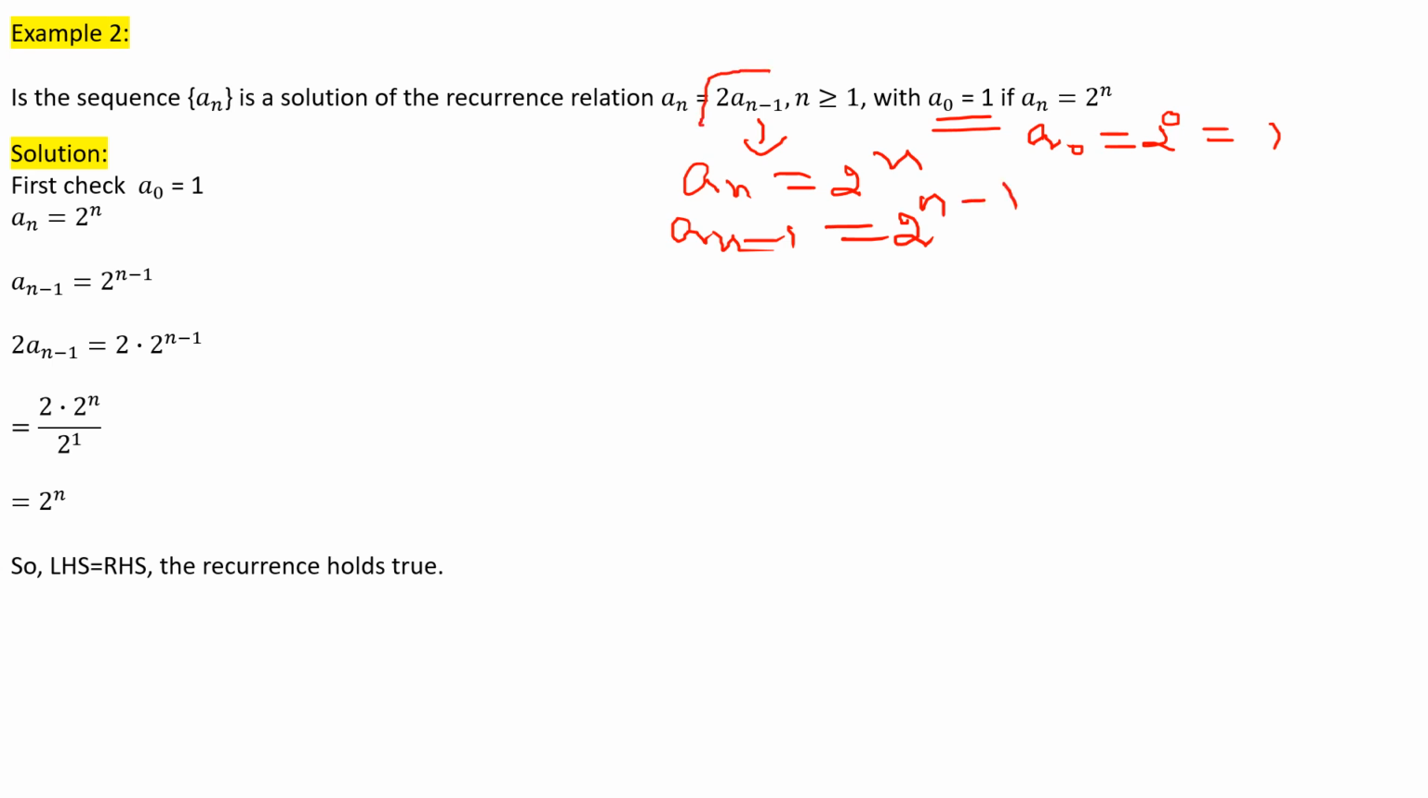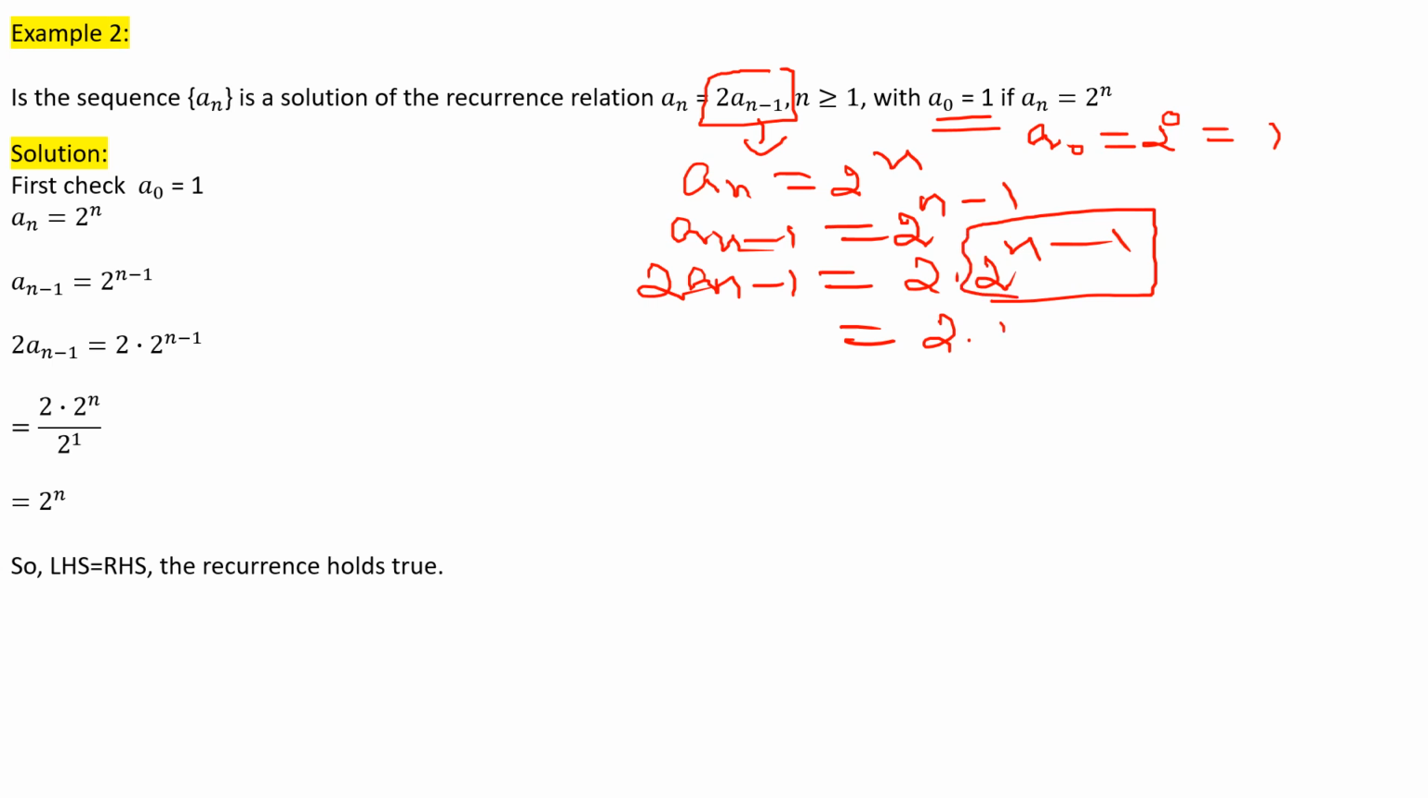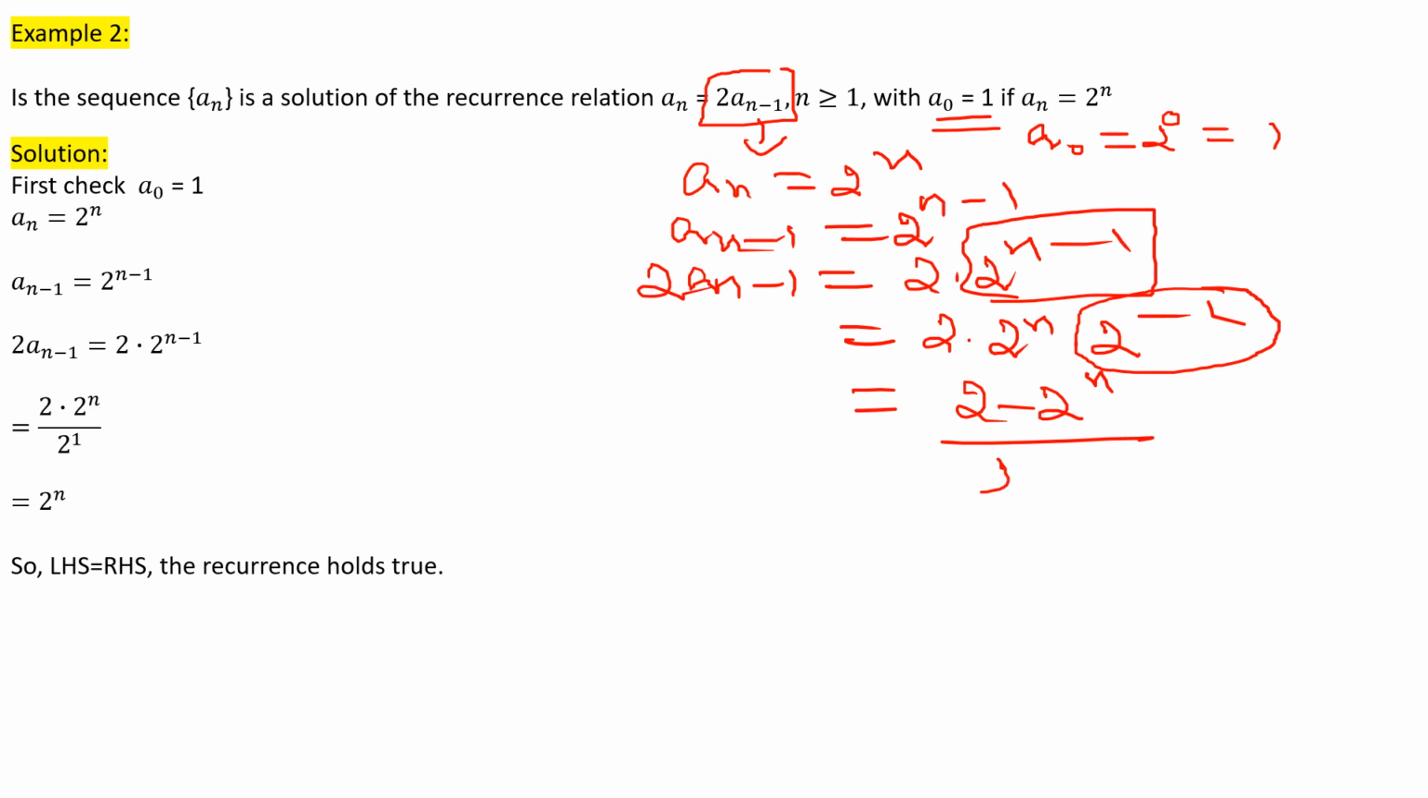But I need 2 times a_{n-1}. So I have to multiply this result by 2. So we have 2 times 2^{n-1}. This 2^{n-1} can be written as 2^n times 2^{-1}. So we have to multiply by 2^n divided by 2^1, since this negative exponent will become a positive exponent. Now by cancelling 2 and 2, we will get 2^n.